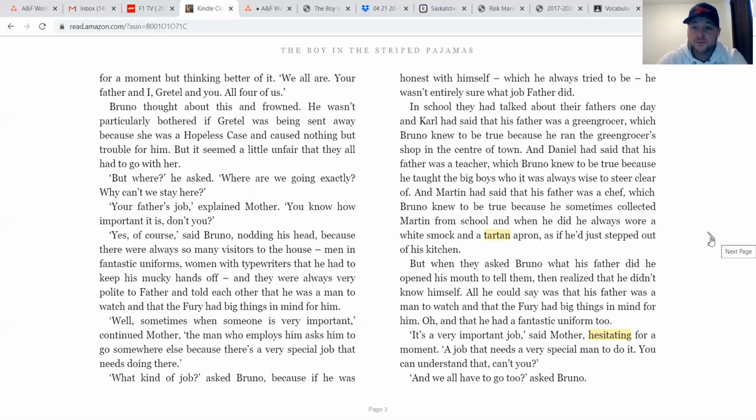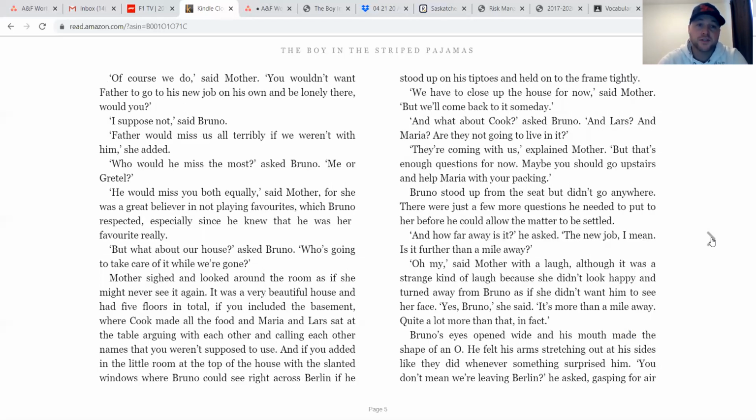"And we all have to go?" asked Bruno. "Of course we do," said Mother. "You wouldn't want Father to go to his new job on his own and be lonely there, would you?" "I suppose not," said Bruno. "Father would miss us all terribly if we weren't with him," she added. "Who would he miss the most?" asked Bruno. "Me or Gretel?" "He would miss you both equally," said Mother, for she was a great believer in not playing favorites, which Bruno respected, especially since he knew that he was her favorite, really. "But what about our house?" asked Bruno.